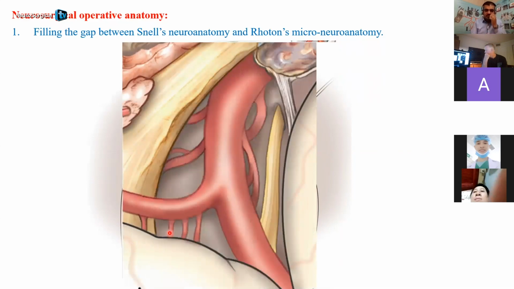A closer look at the same image. What are these two branches? Is it the superior hypophyseal? I think it's the superior hypophyseal, but these are two late branches. Usually the superior hypophyseal is the second branch after the ophthalmic. And what are these? The choroidal and the Takehome.